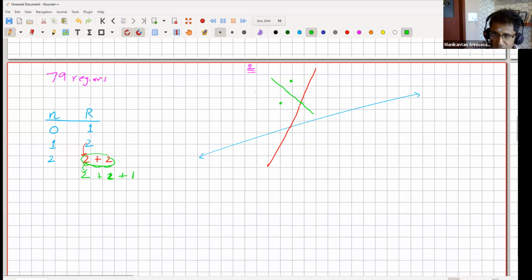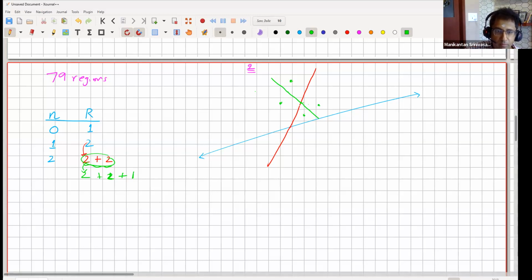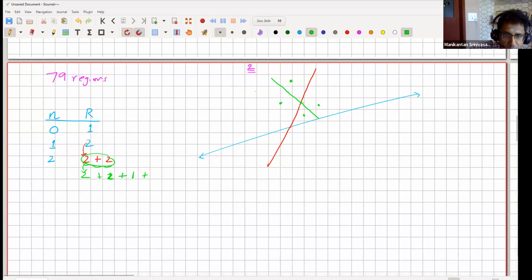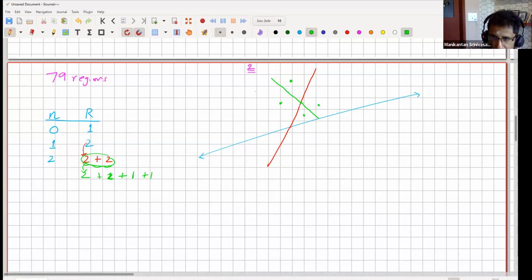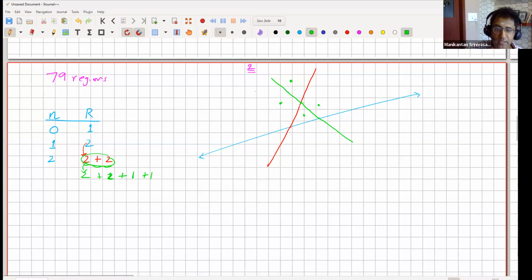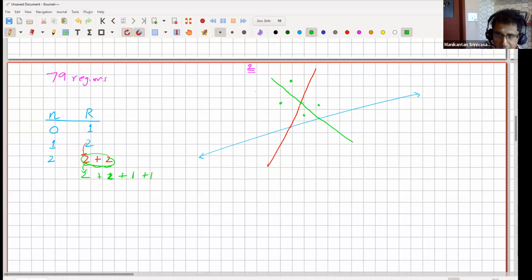So far, no extra region. Once it touches this, it's spawned a new region. This portion between the red and blue was 1 region. Now that's become 2. And then it's now already intersected the 2 lines. There's nothing more to intersect. After the final line, it just goes off, right? There's no more intersection further. While it leaves, it creates one more region, right?